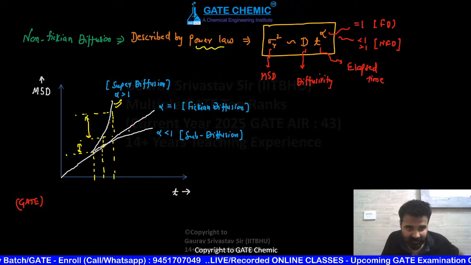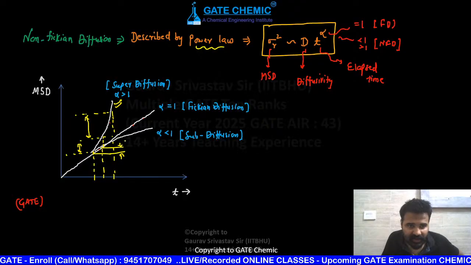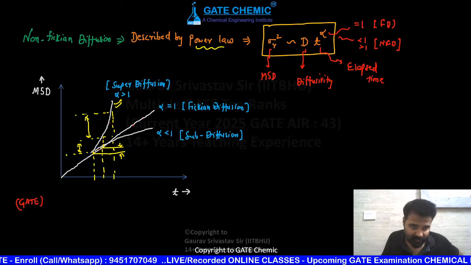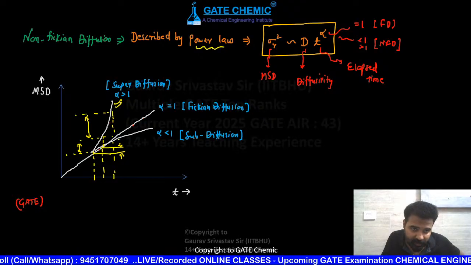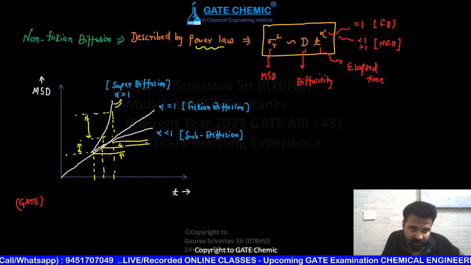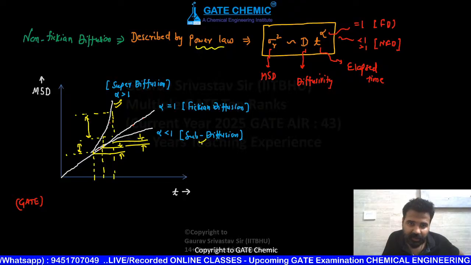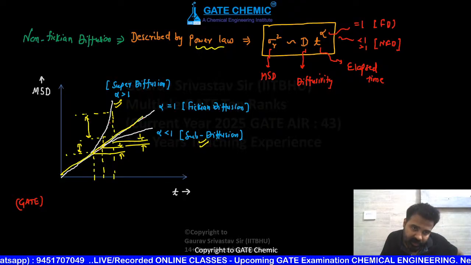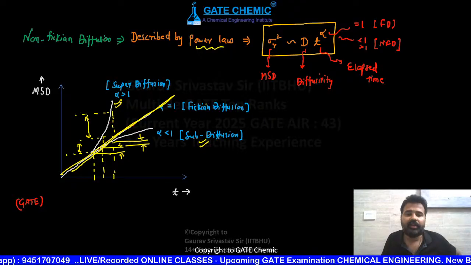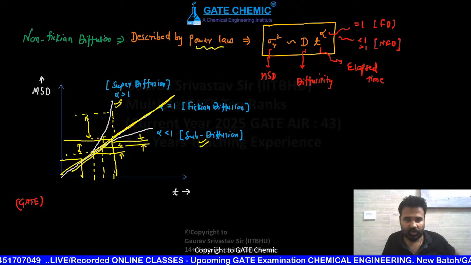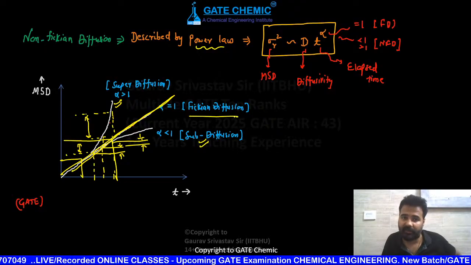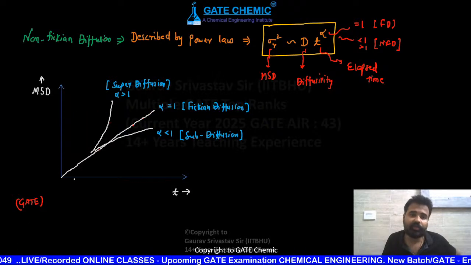Similarly here, initially the MSD is more, but after some time you see it is now less than the previous one. So clearly it is subdiffusion. Or if it is like this straight line, then every time MSD varies directly proportional with respect to time. That is Fickian diffusion. So I hope this graph is also crystal clear to all of you.